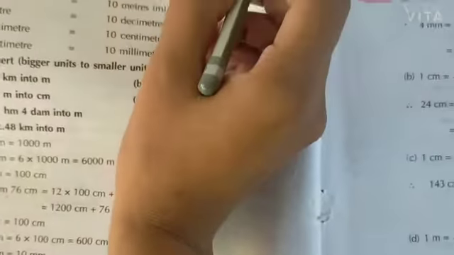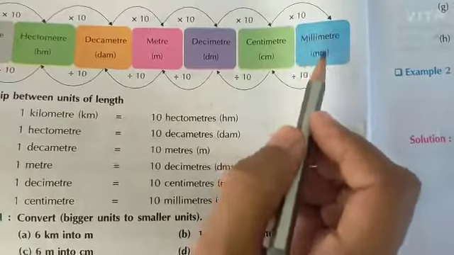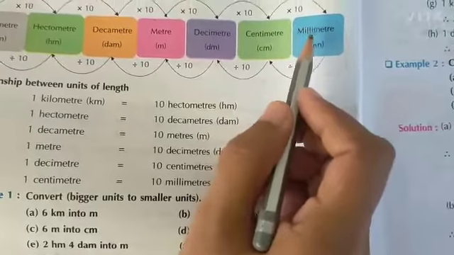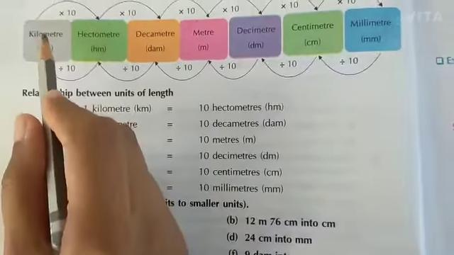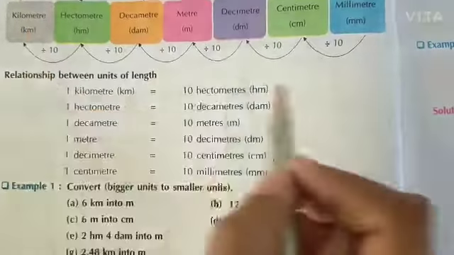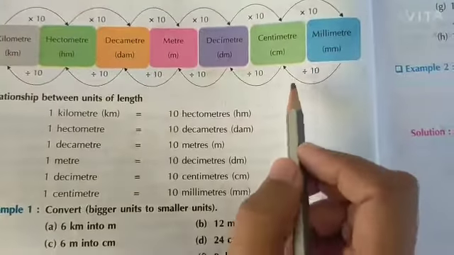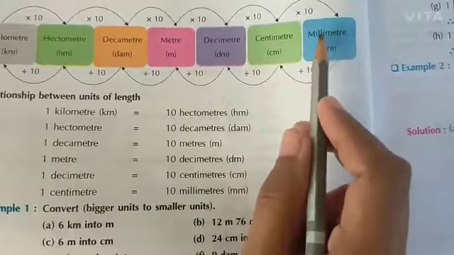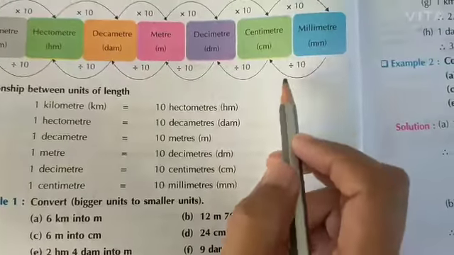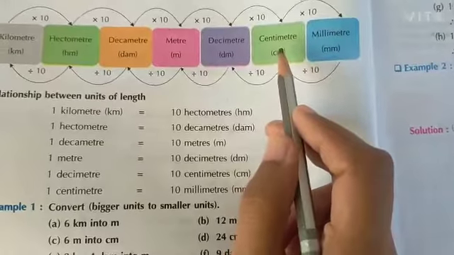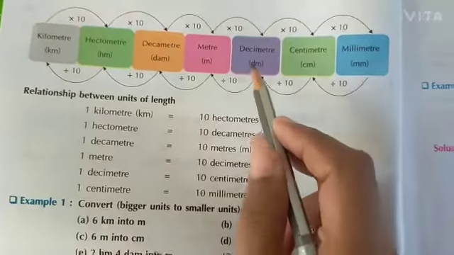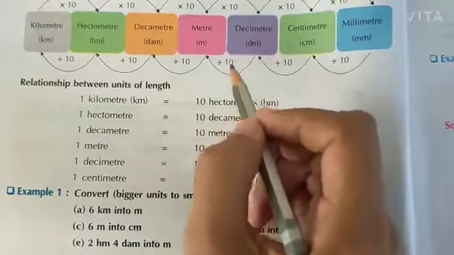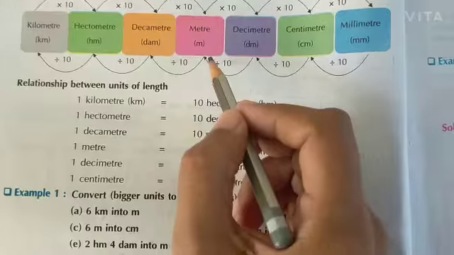Here let us take it from millimeter. So we will start from here. Here millimeter is the smallest unit and the kilometer is the largest unit, the biggest unit. So when we have to convert from a smaller unit to a bigger unit, what do we do? We divide. That is, to convert millimeter to centimeter, what do we do? We divide by 10. Similarly, to convert from centimeter to decimeter, we divide by 10. To convert decimeter to meter, we divide by 10.